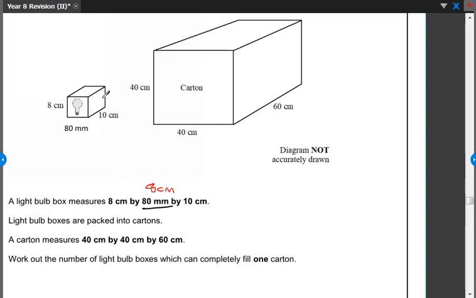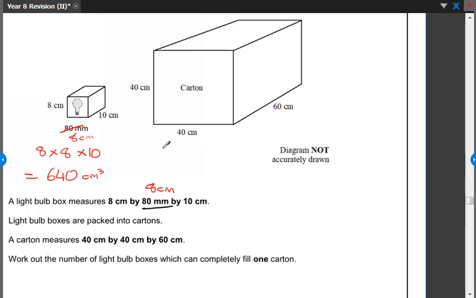So we need to get the volume of this and see how many times it divides into the volume of that. So the volume of this light bulb box is 8 times 8 times 10. That equals 64 times 10 is 640 centimeters cubed. Cubed because there are 3 dimensions: up, down, left, right, back, forward.